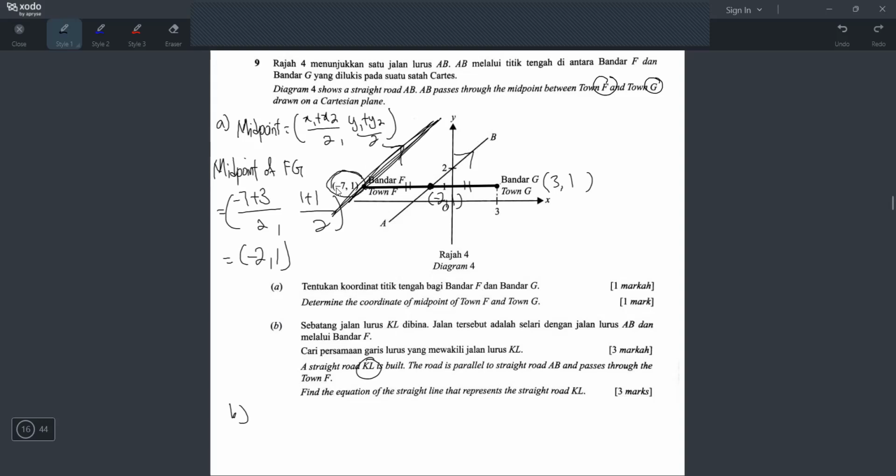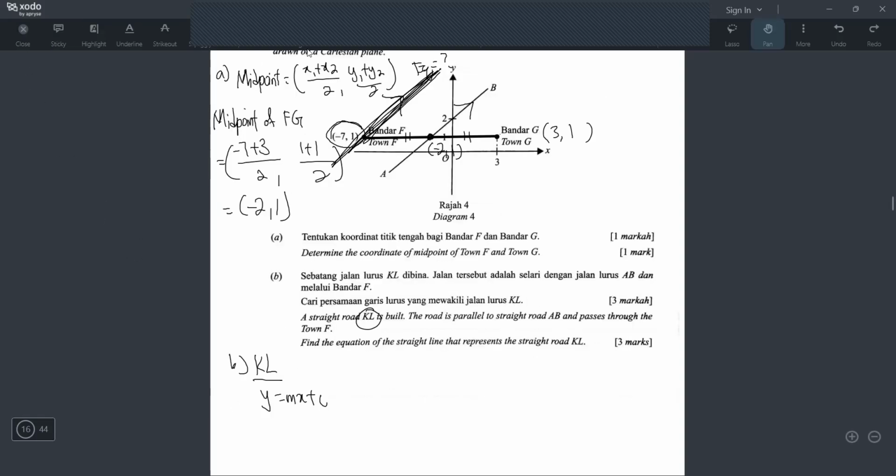And we have the coordinate of F, -7, 1. So what I'm trying to find now is the equation of this line, right? It says find equation of straight line that represents KL. So how can I find the KL equation? If the line is parallel with AB, it means it will be a straight line also. And when it's a straight line, the equation will be y equals mx plus c. But the problem here is I don't have the m and I don't have the c, right?